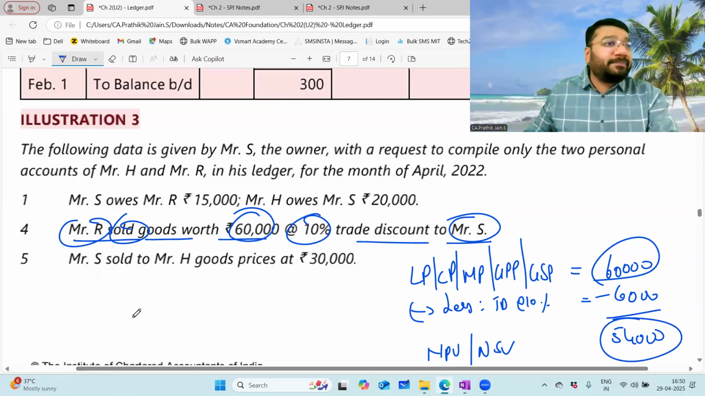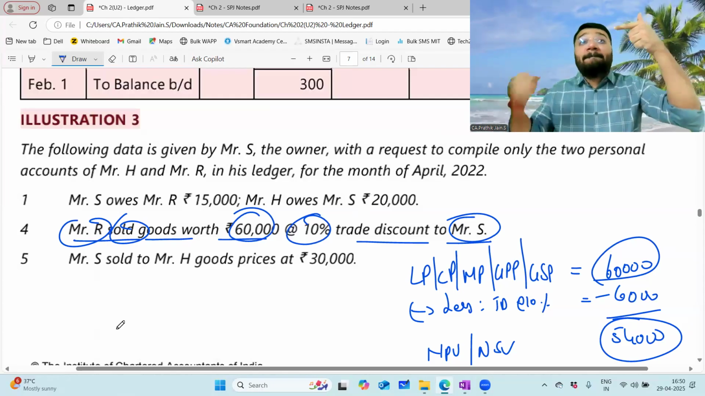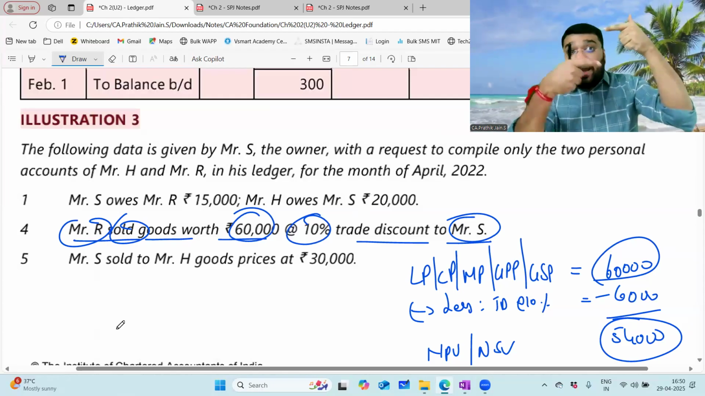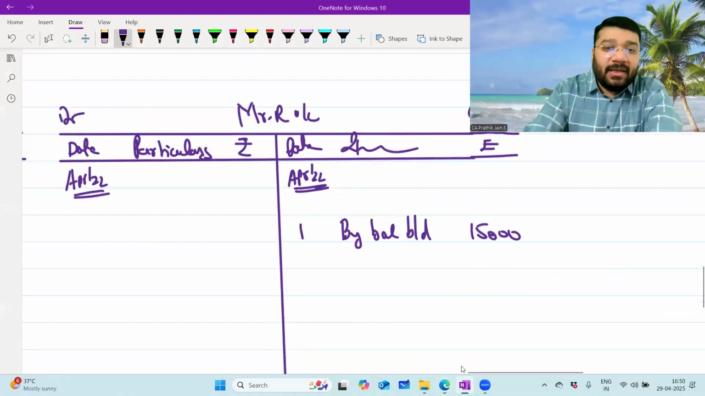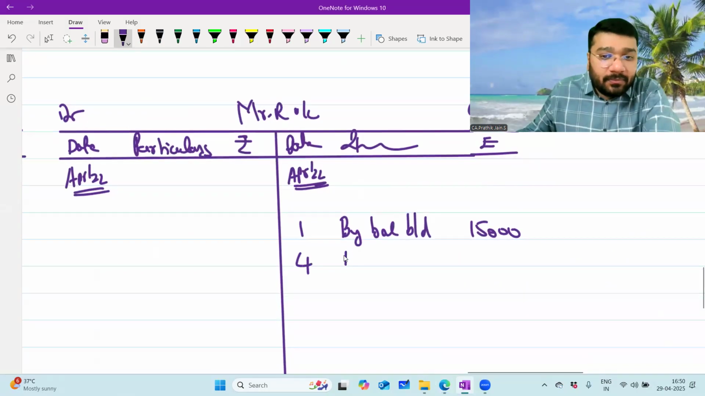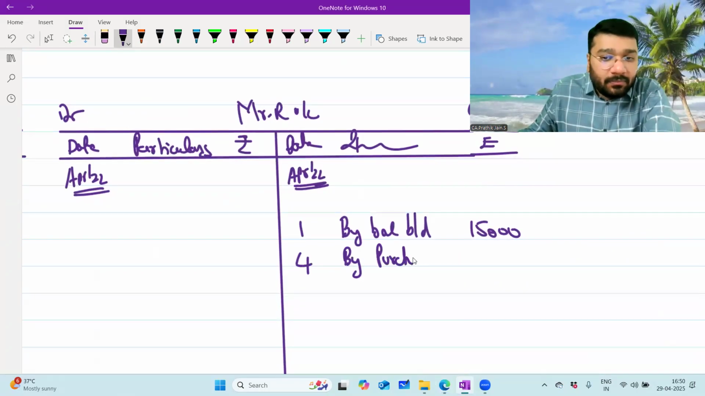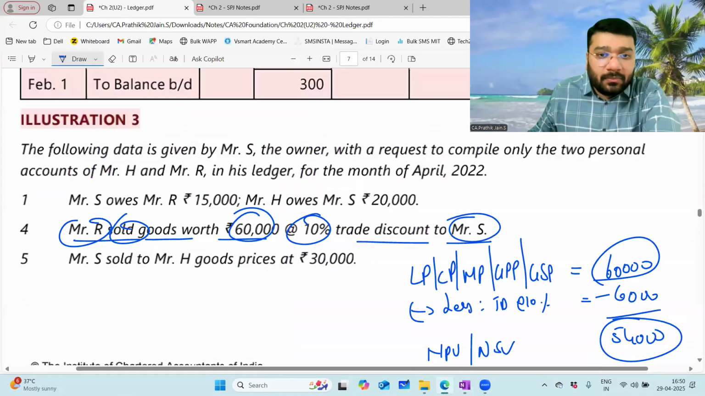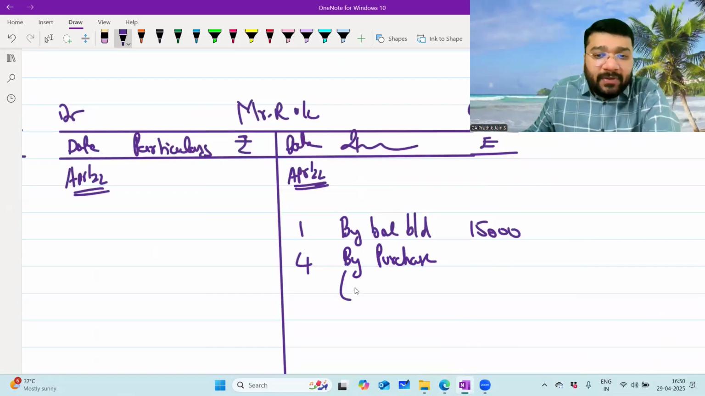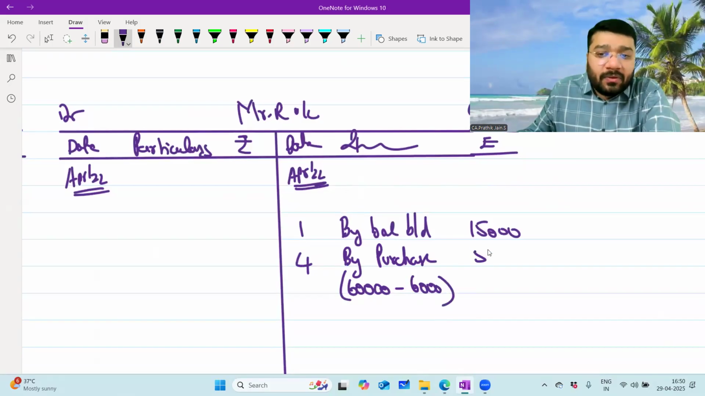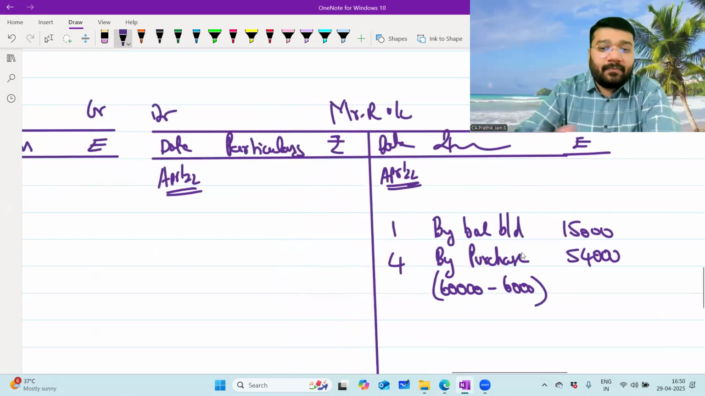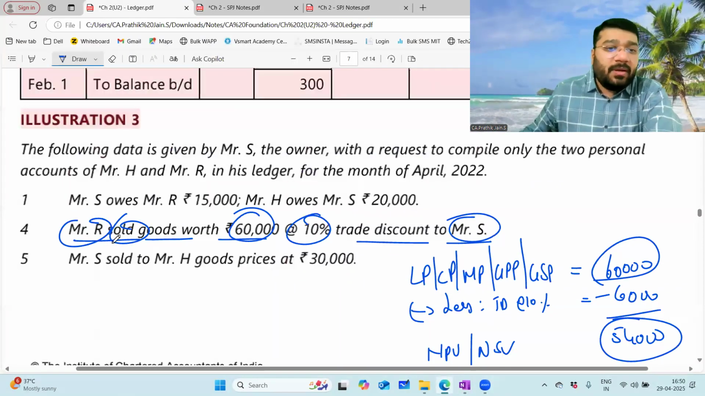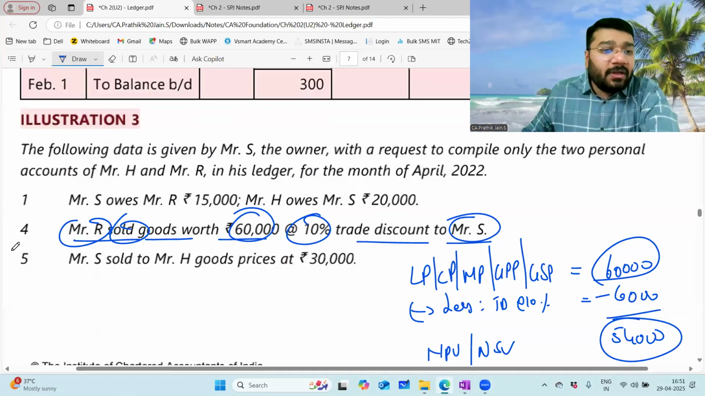What is the journal entry? Purchase account debit to R. Purchase to R. Now we are doing in our account. In our account, by purchase, 54,000. So below itself, we can show the calculation. 60,000 minus 6,000, 54,000. Any problem? No problem.